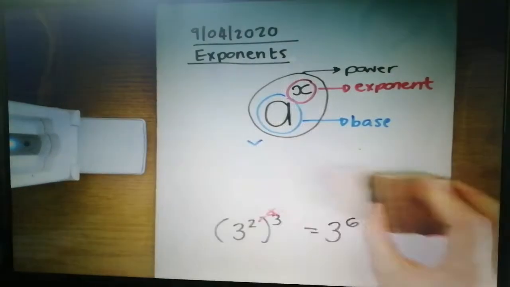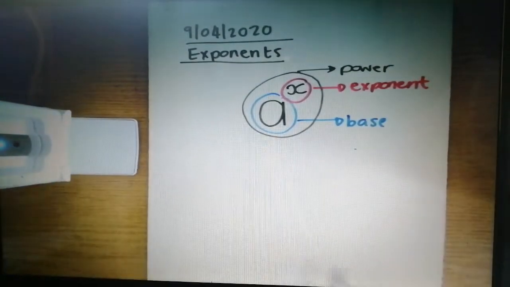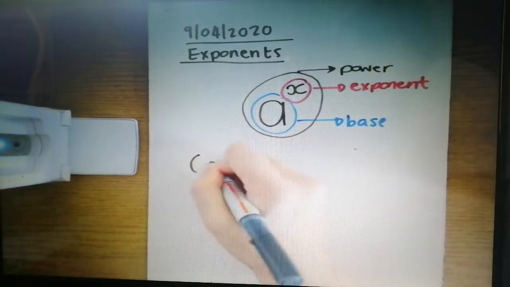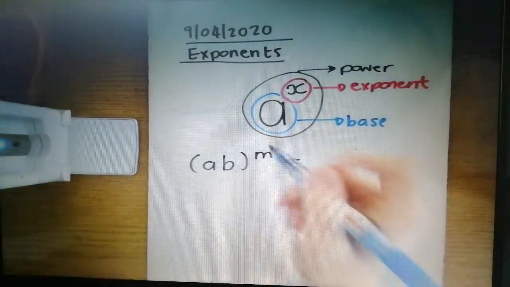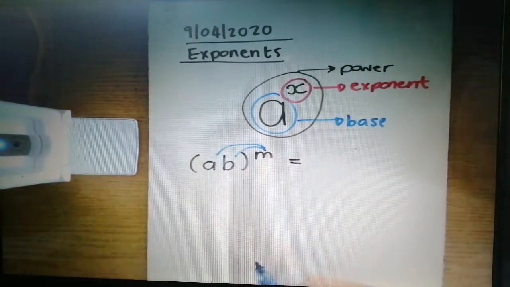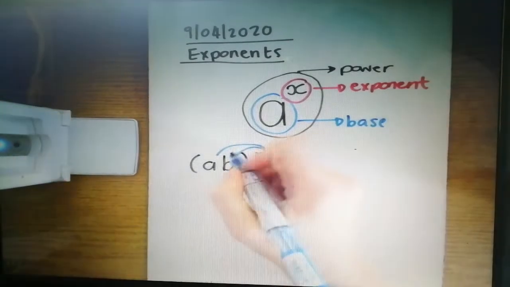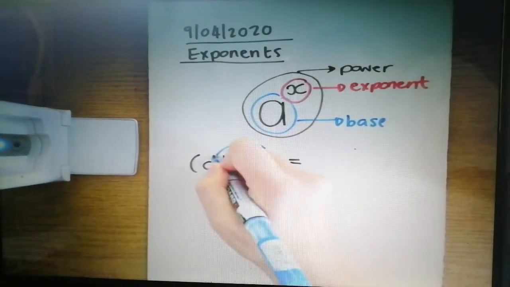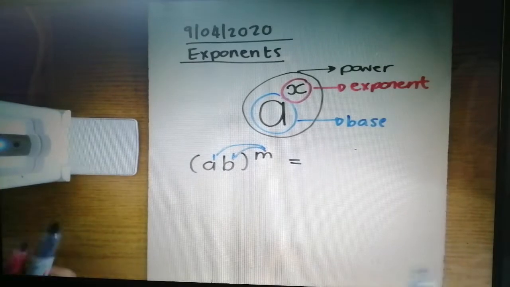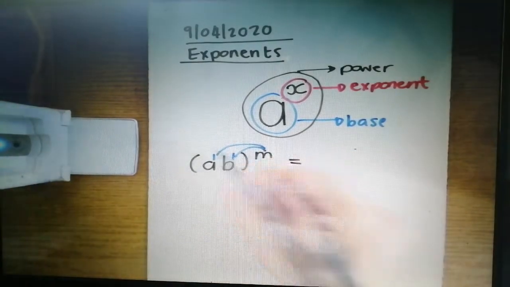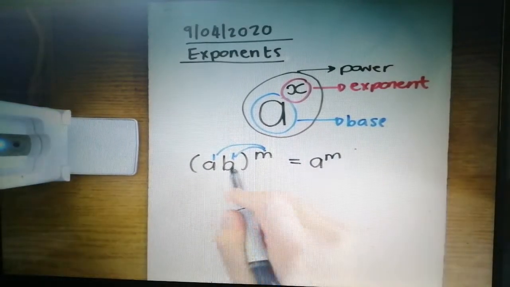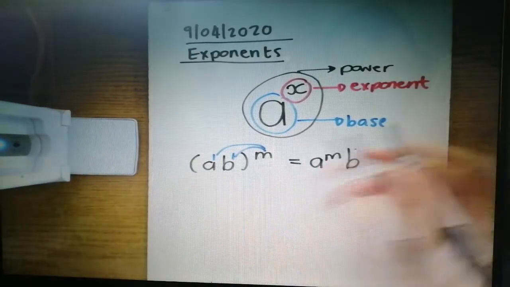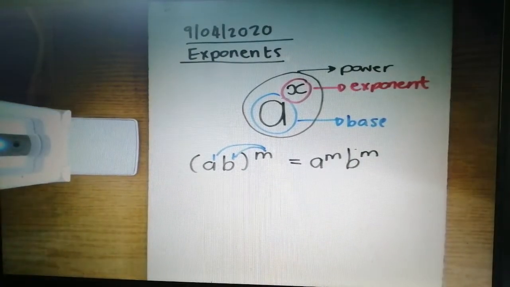Okay? Then my other rule comes in when I've got a monomial. So I've got ab raised to the power of m. Okay? This m must distribute to both of these. Now remember, exponents go to exponents, or powers go to powers. This b has an imaginary power of 1, and this a has an imaginary power of 1. So when I bomb it in, I keep the base of a, and I say 1 times m, which is m. Keep the base of b, and I say 1 times m, which is m. Powers always go to powers.